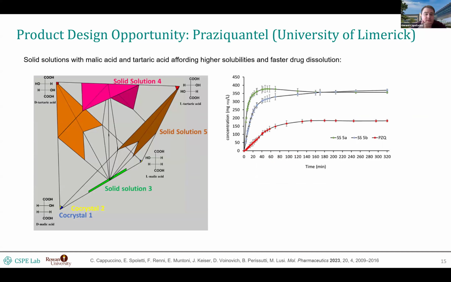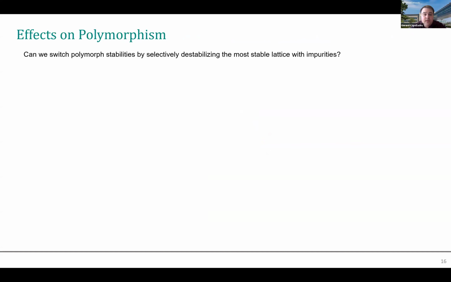Now, this is also an opportunity. This is an example from the University of Limerick, from Matteo Lusi's group, in which they were basically forming solid solutions of praziquantel with malic acid and tartaric acid. And one of the things that you can see is significant solubility enhancements and faster drug dissolution. So those could really be an alternative to co-crystals when it comes to solid form design, right? So what is a challenge in process development could also be an opportunity for product design in itself, right?